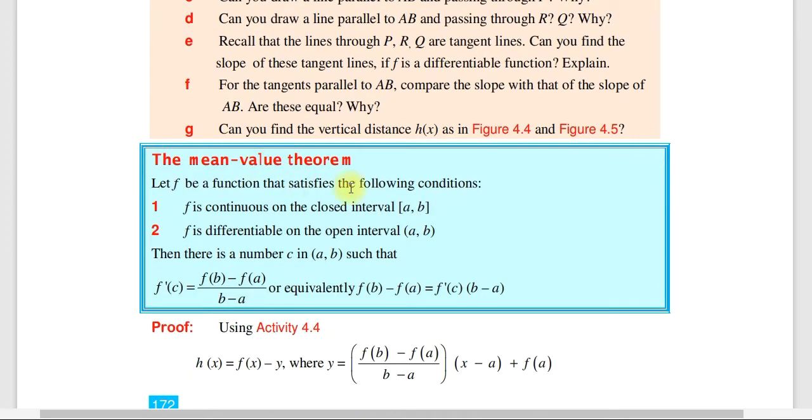The Mean Value Theorem: let f be a function that satisfies the following conditions: f is continuous on the closed interval [a, b], and f is differentiable on the open interval (a, b). Then there is a number c in the open interval (a, b) such that f prime of c is equal to f of b minus f of a over b minus a, or equivalently, f of b minus f of a is equal to f prime of c times b minus a.